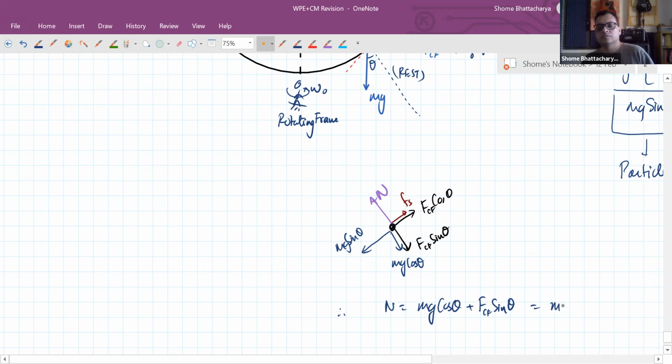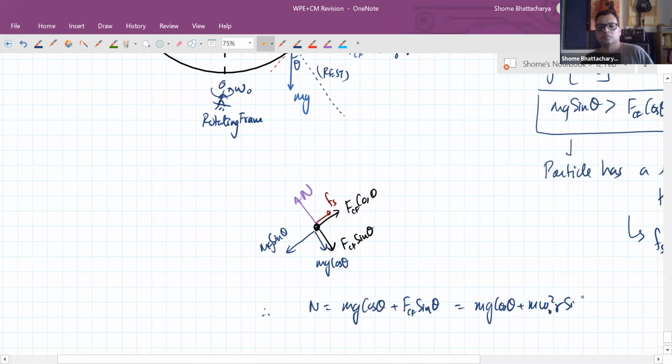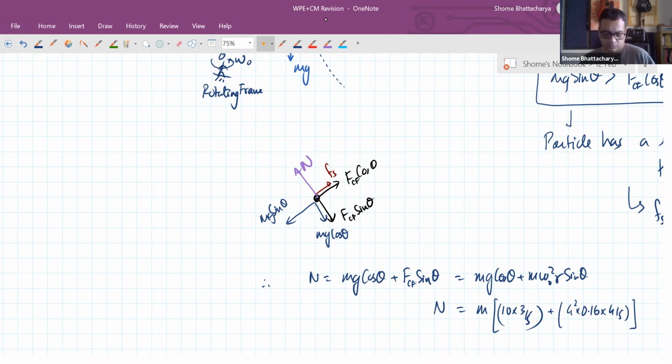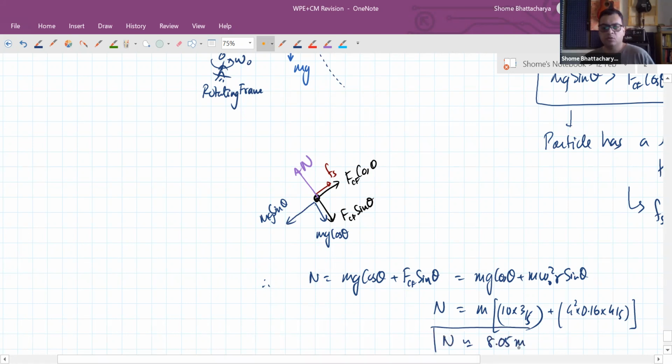So that becomes our normal reaction. So this will become approximately 8.05 m, whatever the mass is. That will be our normal reaction force.